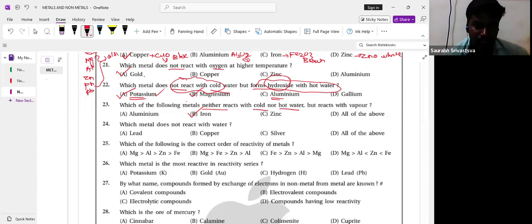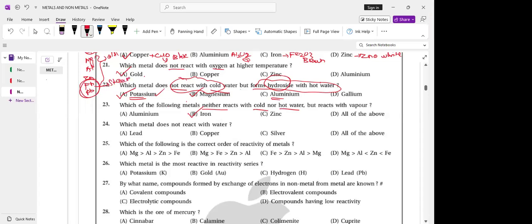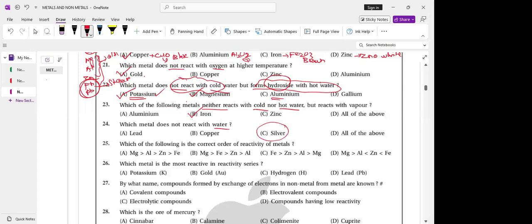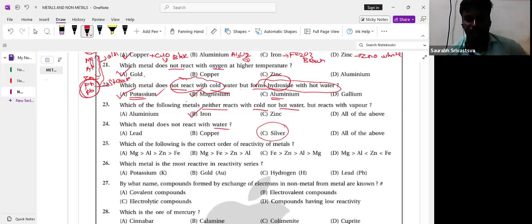It will react only with steam. Among the metals, zinc will react with hot water only. Next one: which metal does not react with water? Silver, gold, platinum. These three elements won't react with any type of water, either hot water, steam, or cold water.